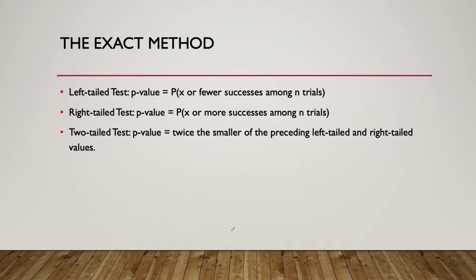The exact method of doing this, which we could do so as well. Only problem with the exact method is it's kind of a conservative value measurement. But the left-tailed test for the p-value is the probability of x or fewer successes among n trials, and right-tailed test is the p-value is the probability of x or more successes among n trials. The two-tailed test, the p-value is twice the smaller of the preceding left-tailed and right-tailed values.